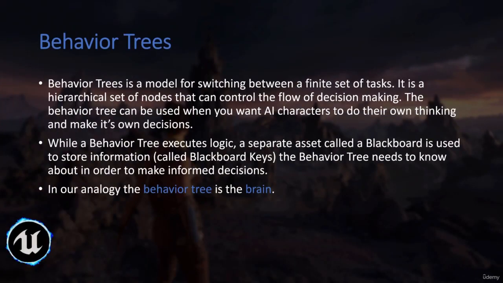Behavior trees is a model for switching between a finite set of tasks. It is a hierarchical set of nodes that can control the flow of decision making. The behavior tree can be used when you want AI characters to do their own thinking and make their own decisions. In our analogy, the behavior tree is the brain.